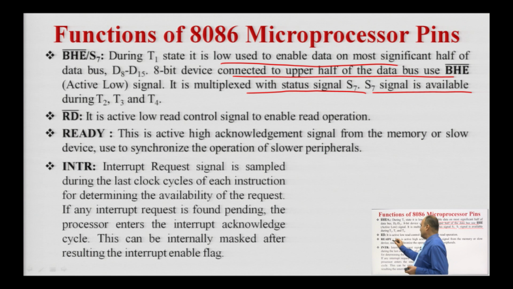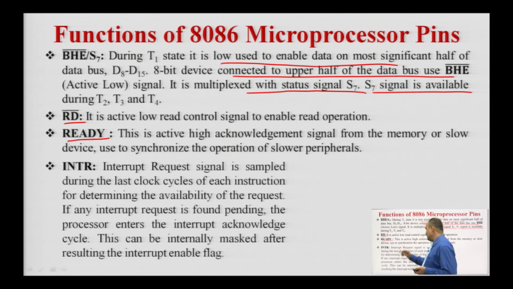Next is the read control. This pin is used to generate the active low read control signal to enable the read operation. With the help of this control signal, the microprocessor will enable the read operation. It will read the data from the memory or the input port.